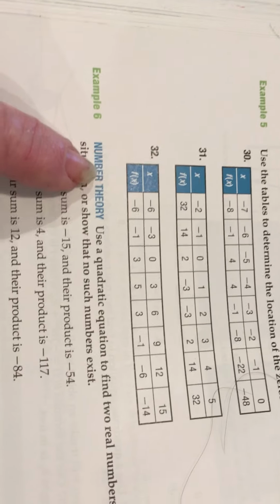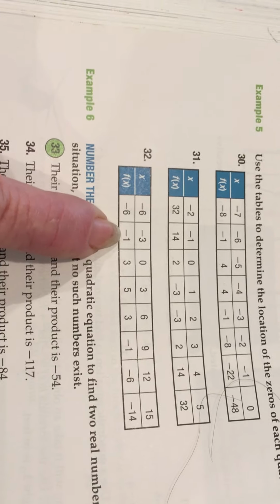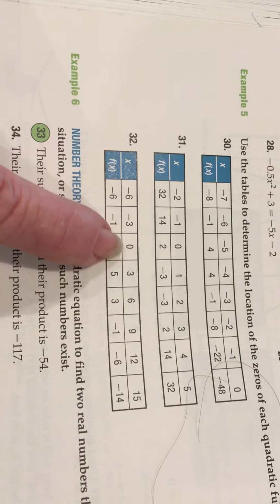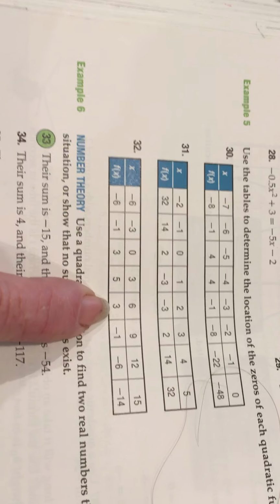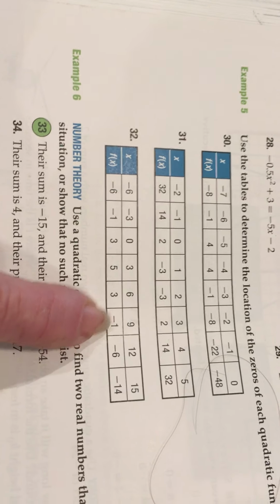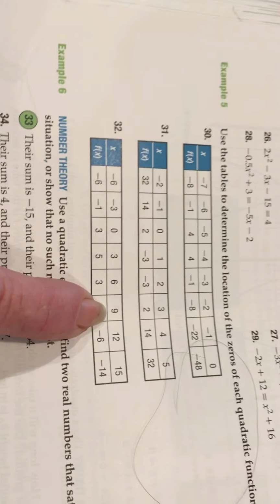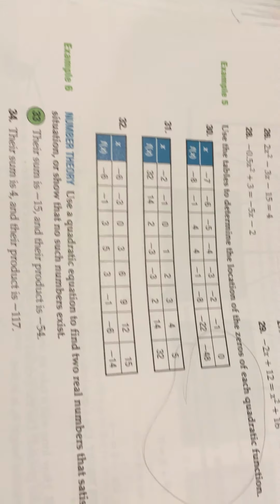Number 32. There's a sign change, -1 to +3, which means there's an x-intercept between -3 and 0. There's a sign change when it goes from 3 to -1, which means there's another x-intercept between 6 and 9. Those aren't consecutive numbers, but it would be between those two numbers.